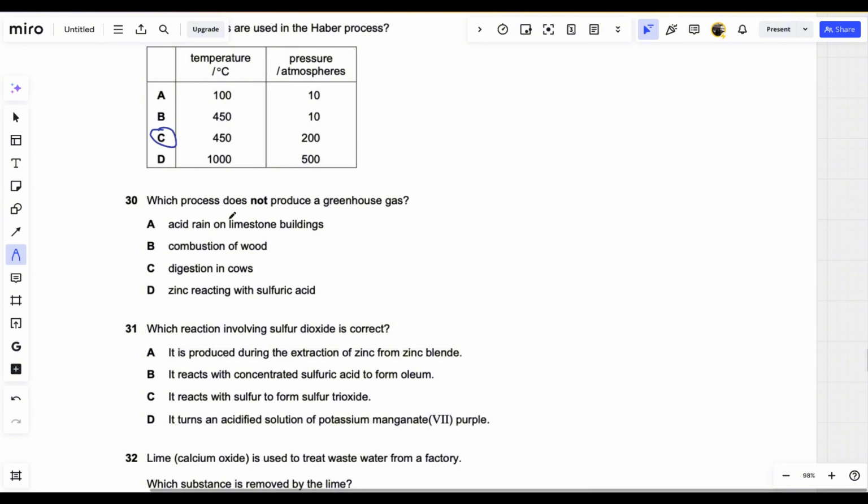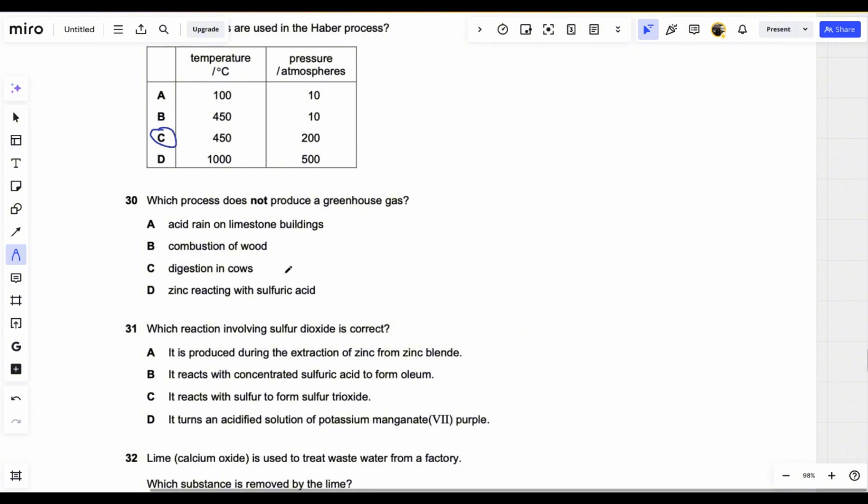Question number 30. Which process does not produce a greenhouse gas? We studied the greenhouse gases. Acid rain on limestone building: yes, you produce a greenhouse gas. Combustion of wood, you produce greenhouse gas. When you burn wood, we release sulfur dioxide or carbon dioxide. Digestion in cows, you produce greenhouse gas, because it releases some of the greenhouse gas to the atmosphere.